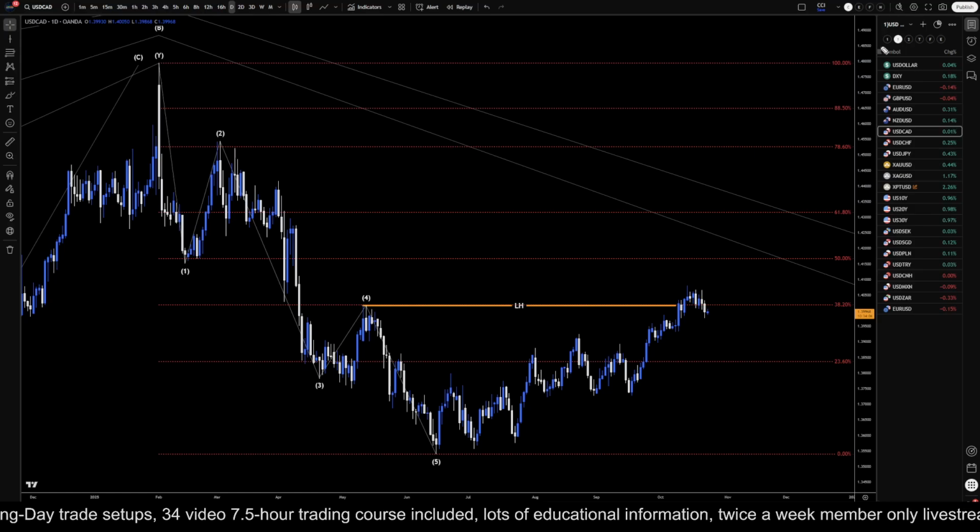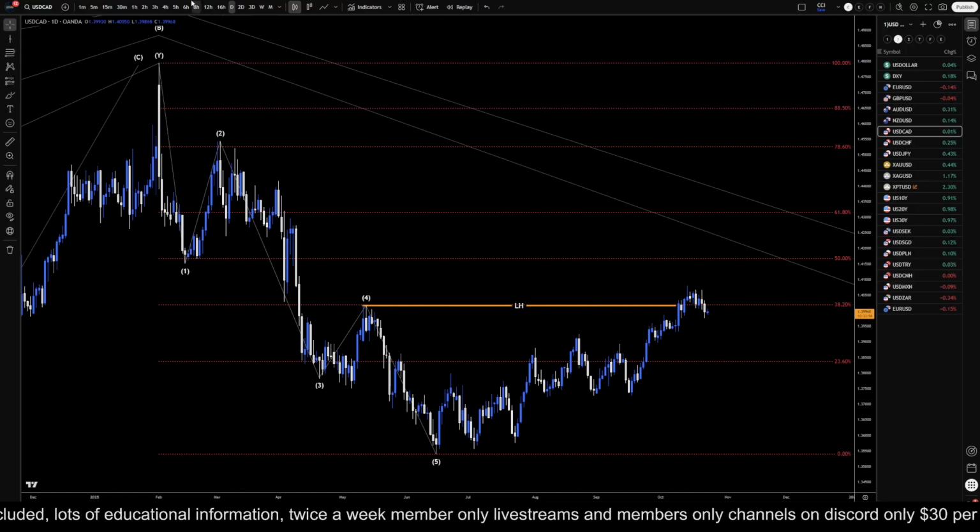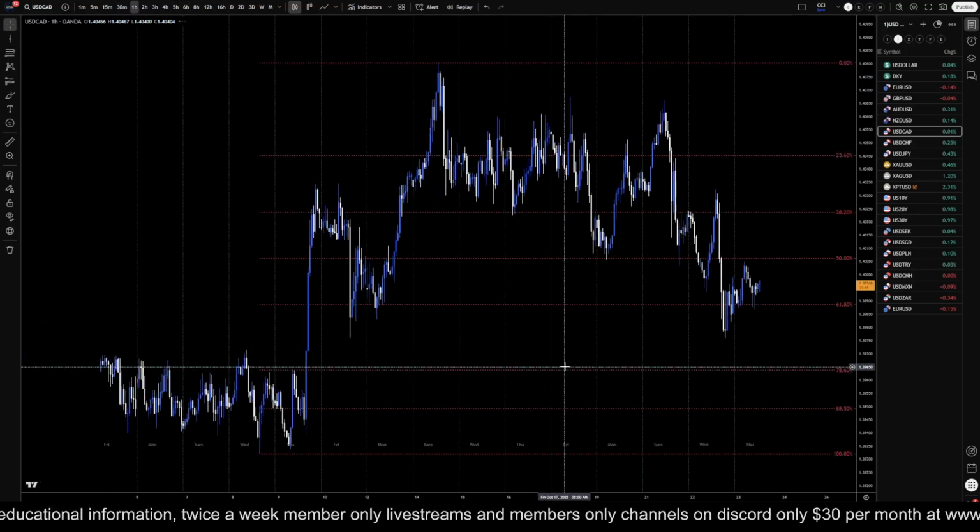The problem is that the US dollar analysis is still making me pretty bullish. If the dollar stays bullish, then there's a good chance that this will stay bullish also. So definitely keeping that in mind, going down to the 1 hour time frame.